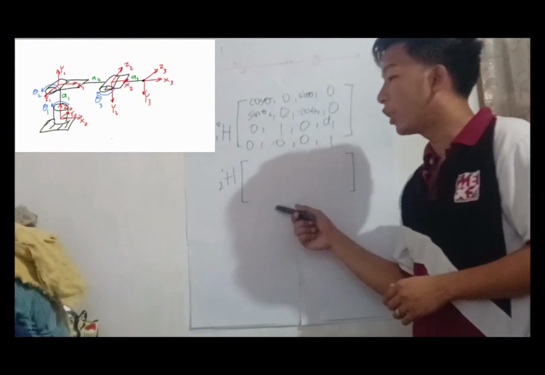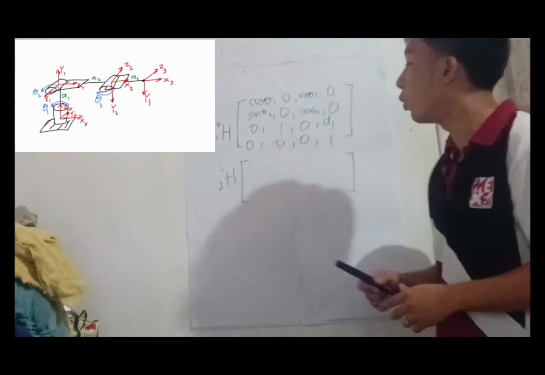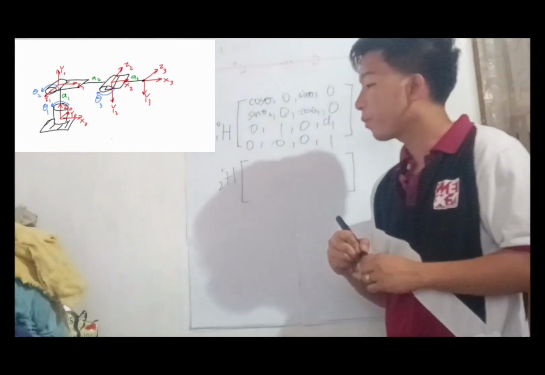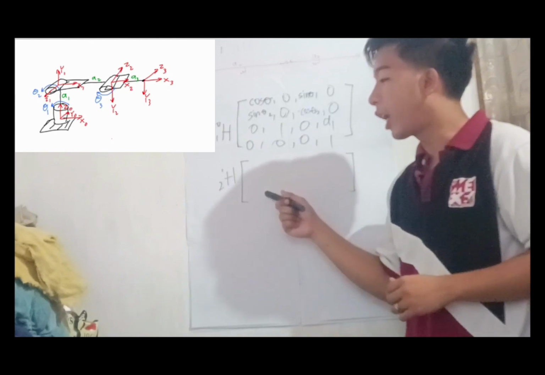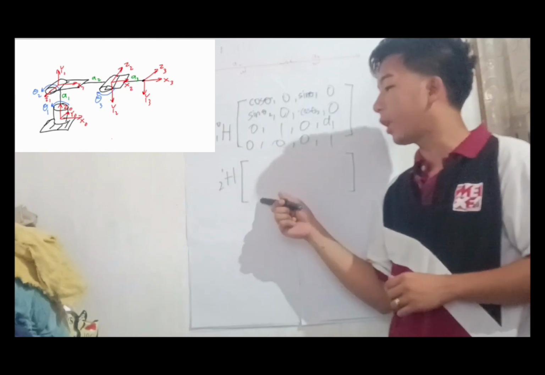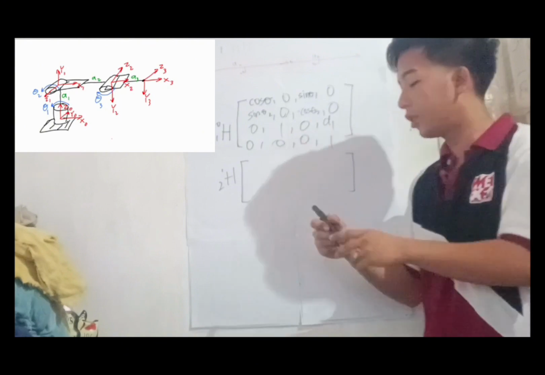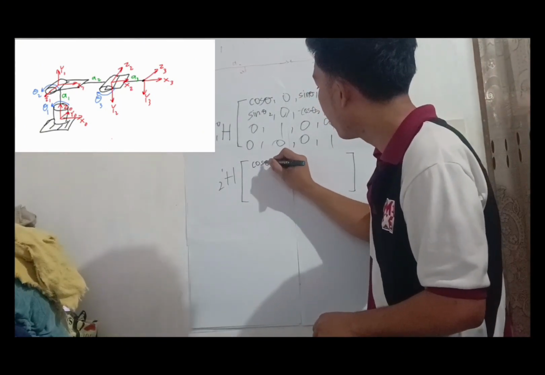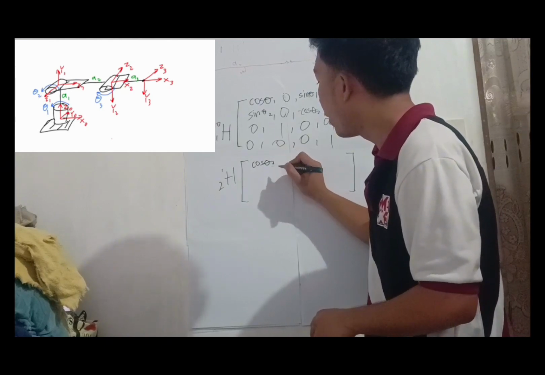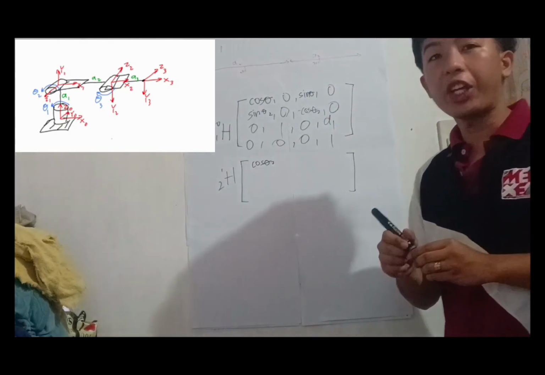Theta 2 is equal to 0 plus theta 2. So, cosine theta represents the cosine of the second joint angle. So, this is the cosine theta 2, to represent the second angle.